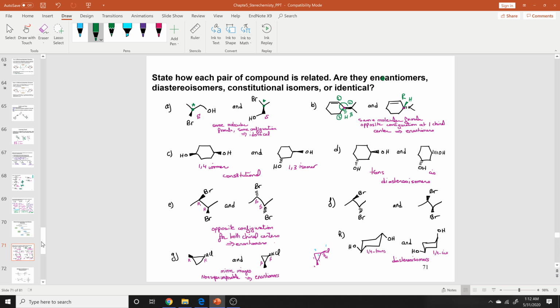This is a trans, this is cis. Immediately, no need for me to figure out the configuration. The moment you see trans and cis stereoisomers, these are diastereoisomers. Trans, cis. So trans and cis over here, these are diastereoisomers. Okay, no need for you to figure out the configuration. This is up, down, trans. Up, up, cis, diastereoisomers.